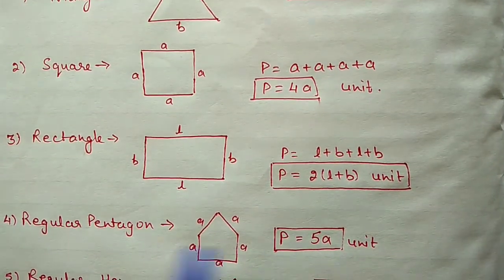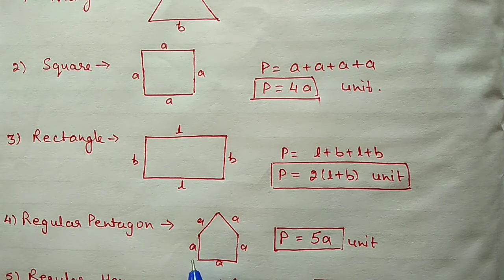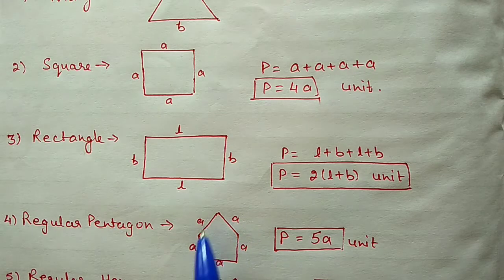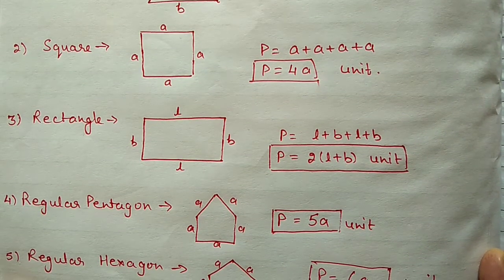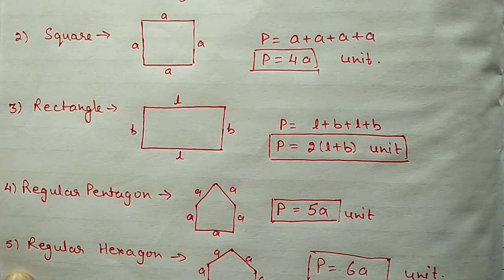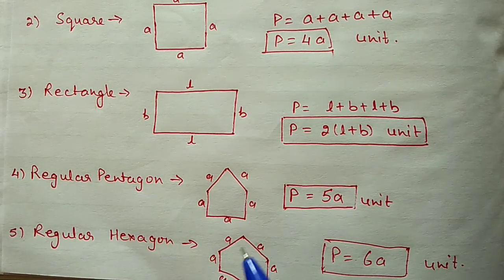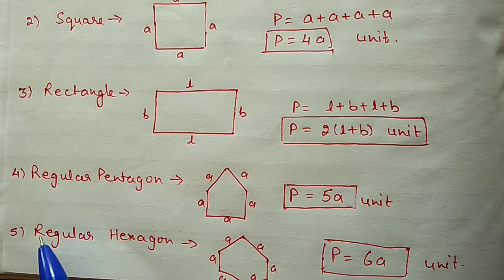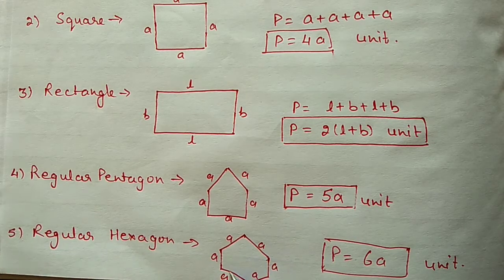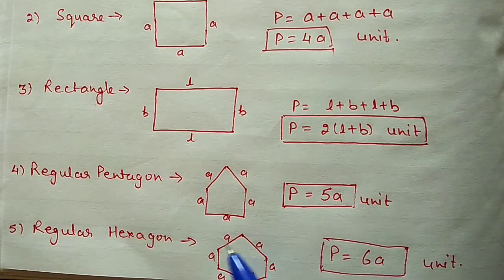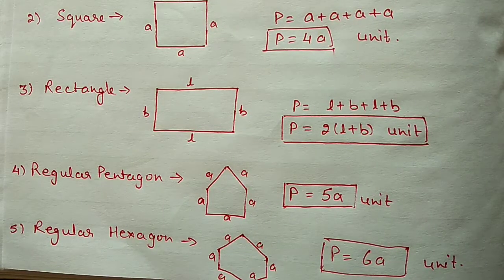Next, the fourth figure is the regular pentagon. Pentagon means it has 5 sides, and regular means all 5 sides are equal. So the perimeter will be the sum of all these 5 sides, and we get 5a units. And next, the regular hexagon. Hexagon means it has 6 sides, and all the 6 sides are of the same length. Wherever you see the word regular, it means the sides are equal in length. So the regular hexagon perimeter will be 6a. When we add all 6 sides, we get 6a units.